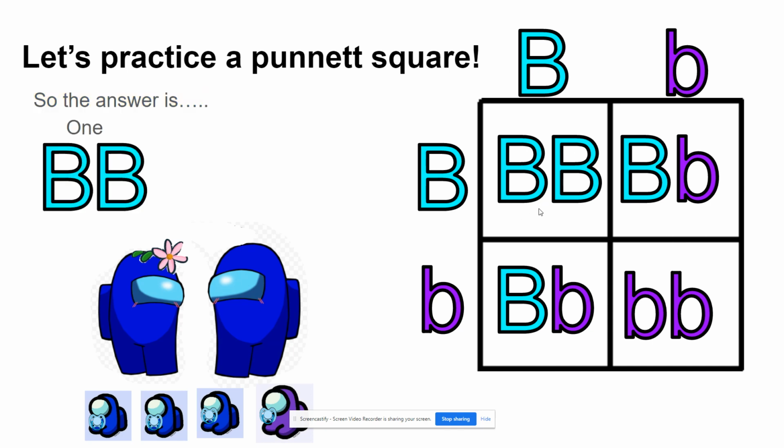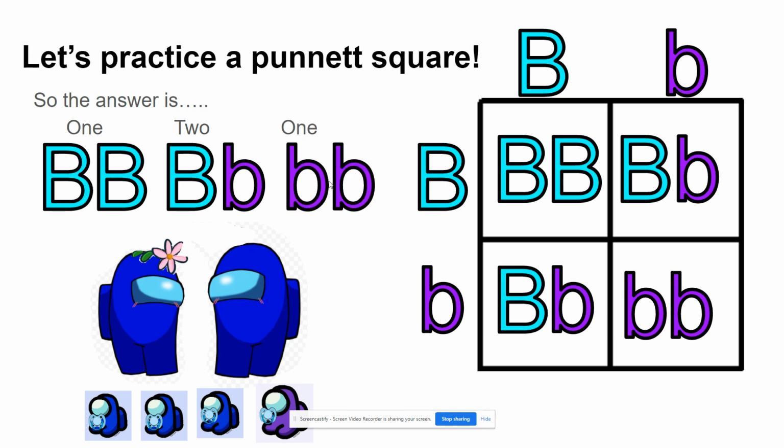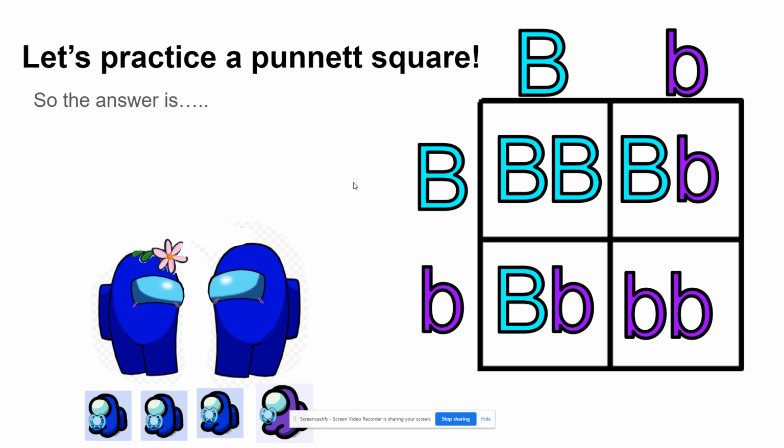So whenever you respond to this, you will put one big B, big B, because you see right here, you have two big B, little Bs. And then the last one is one little b, little b. These are the genotypes. So when they ask what the genotype combinations of the offspring are, this is what you're listing.